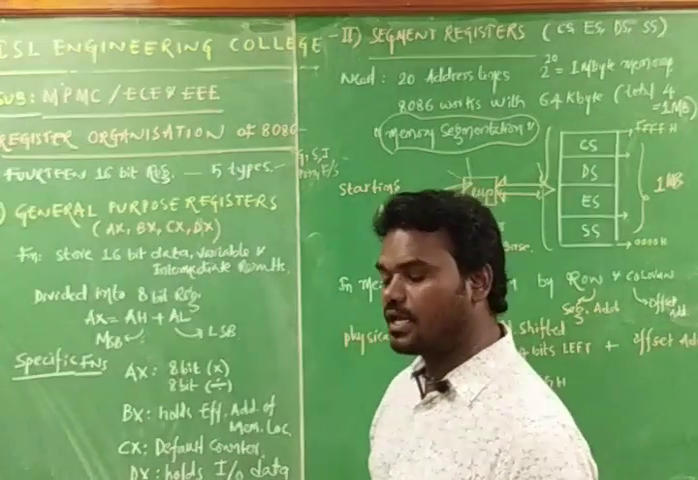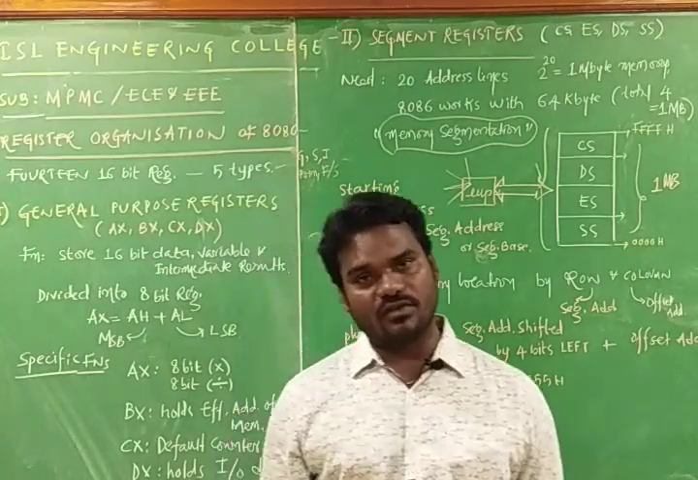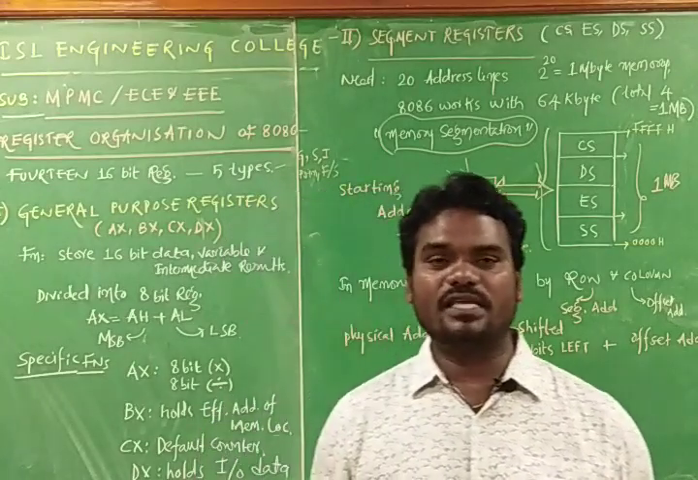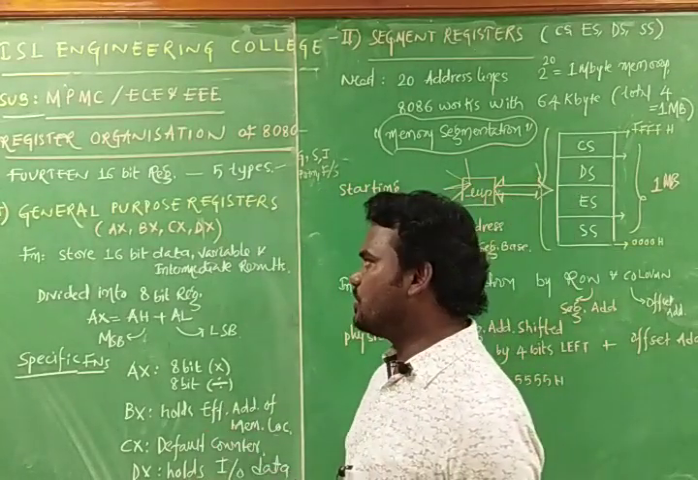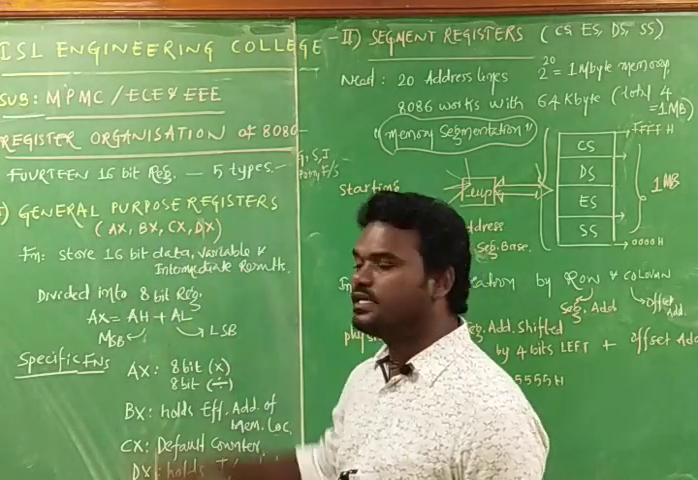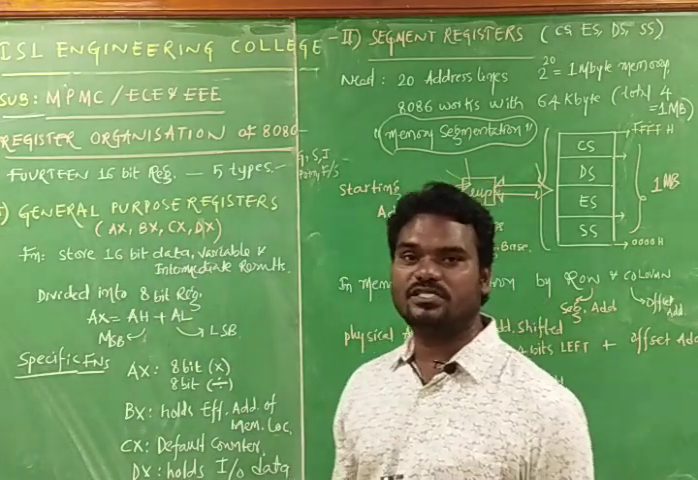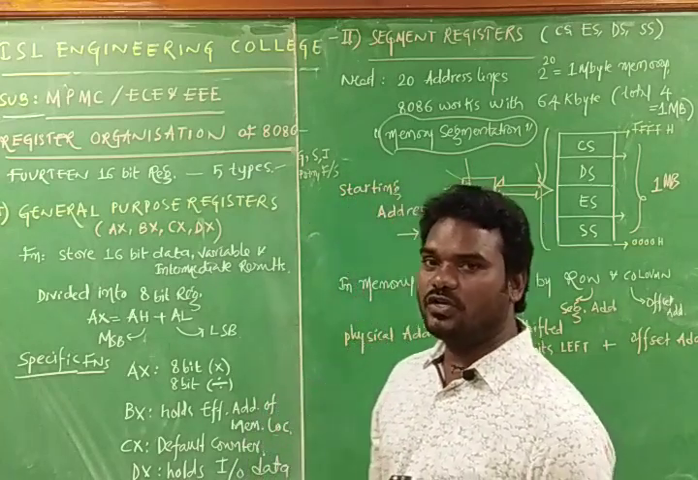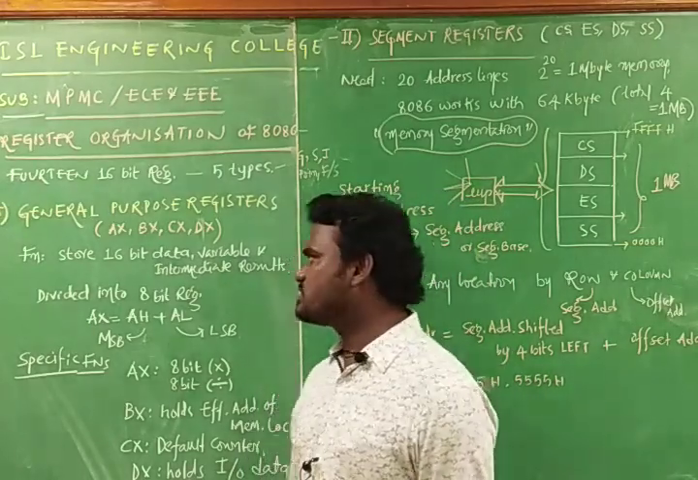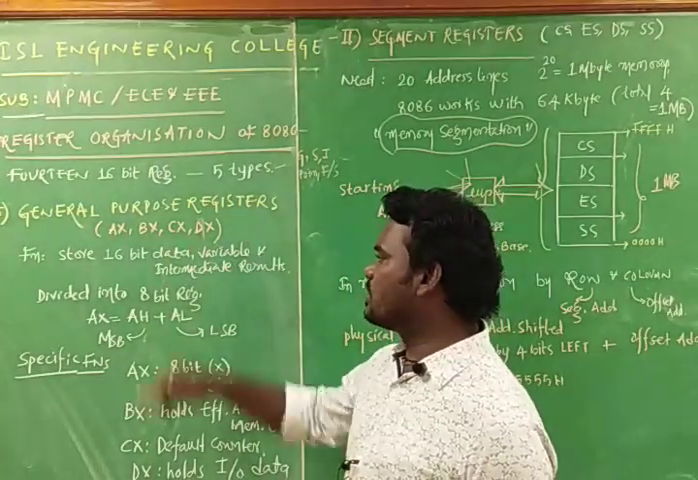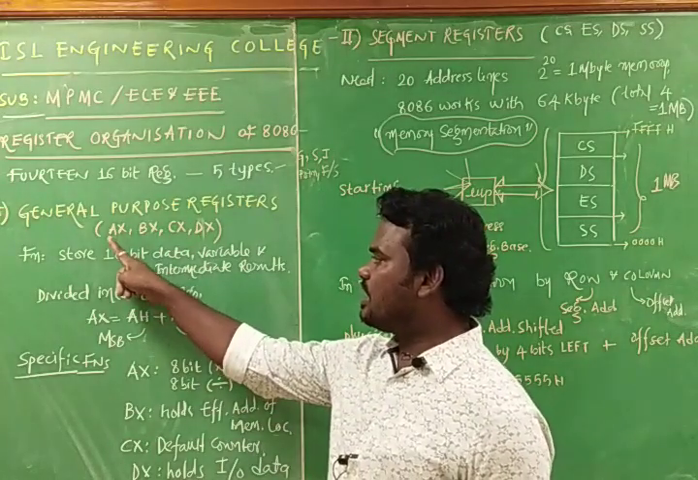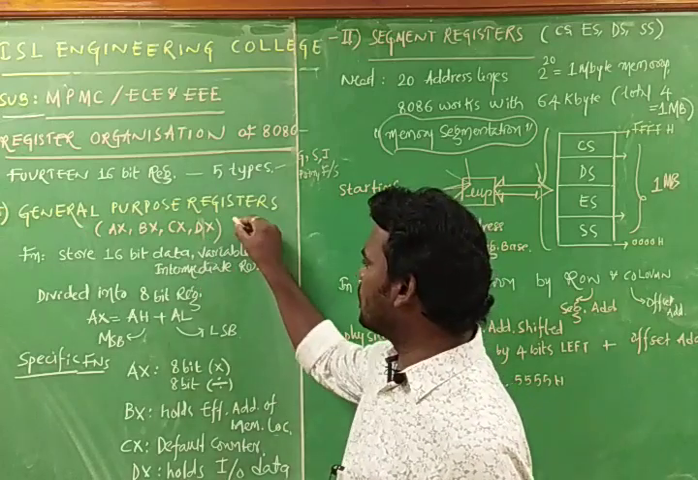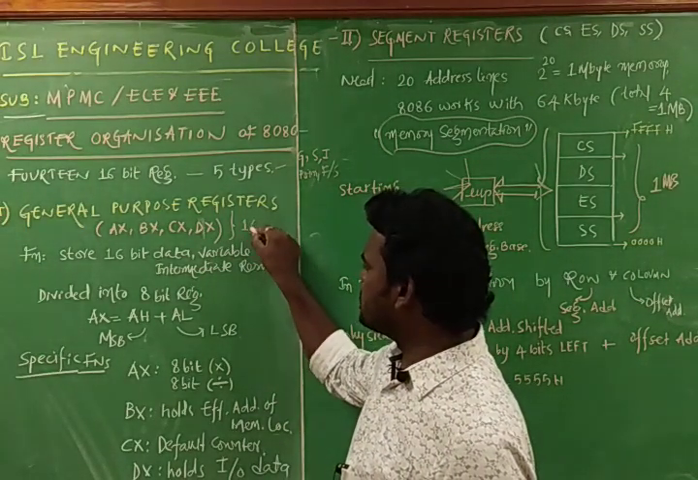execution unit. We know that the 8086 microprocessor has 2 major parts: one is the bus interfacing unit, and the next one is the execution unit. In the execution unit, we will find these general purpose registers. There are 4 general purpose registers in the execution unit of the 8086 microprocessor, denoted as AX, BX, CX and DX. All these 4 registers are 16-bit registers.